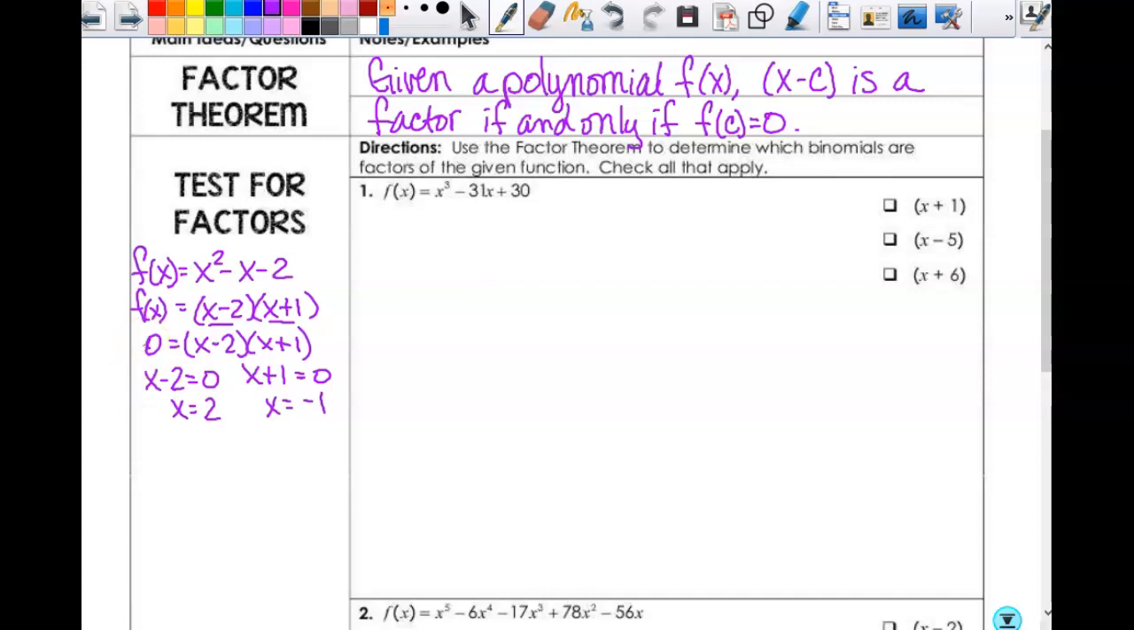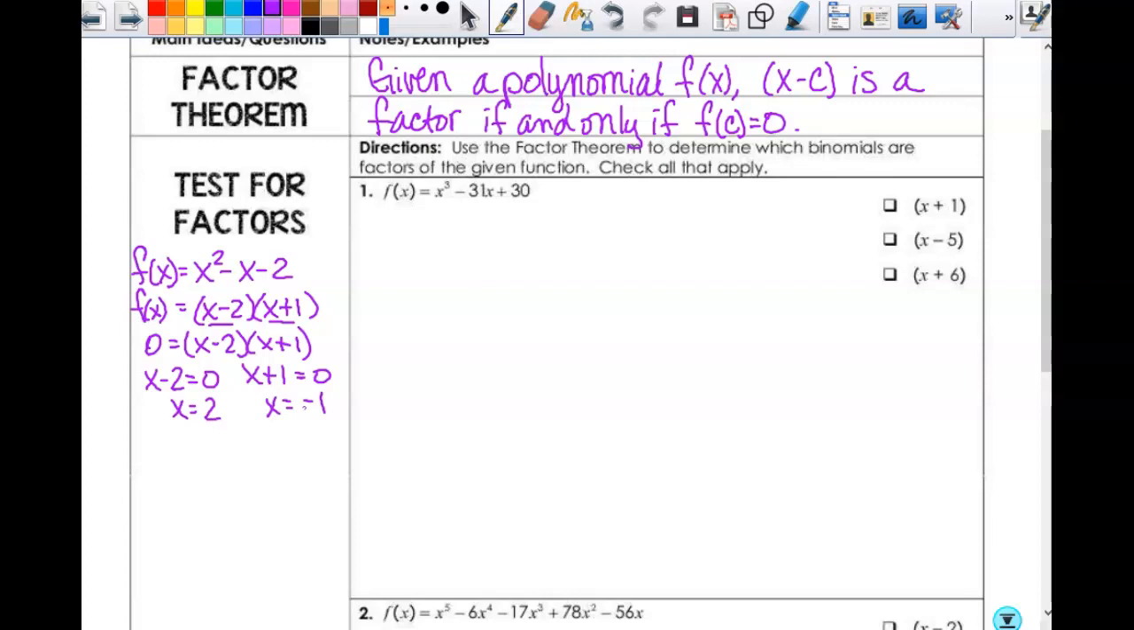Does that make sense? So if I substitute in 2 into here, I'm going to get 0. And if I substitute negative 1 into here, I'm going to get 0 because it's the zeros of the function. It's where it crosses the axis, right? So what this factor theorem is saying is what we've kind of known all along. These factors mean that this has to be true.